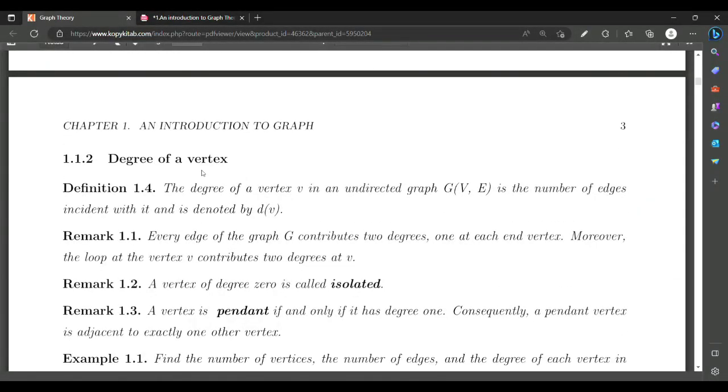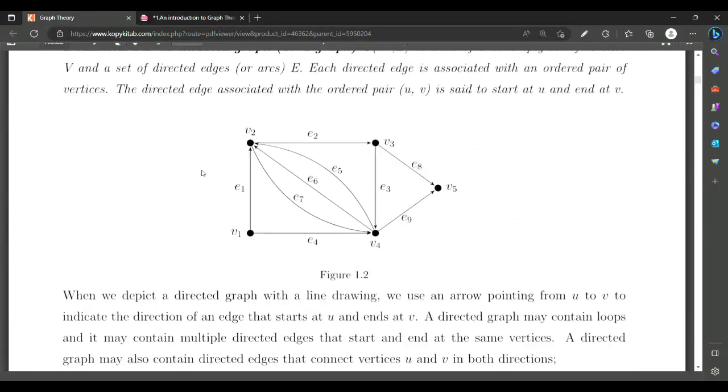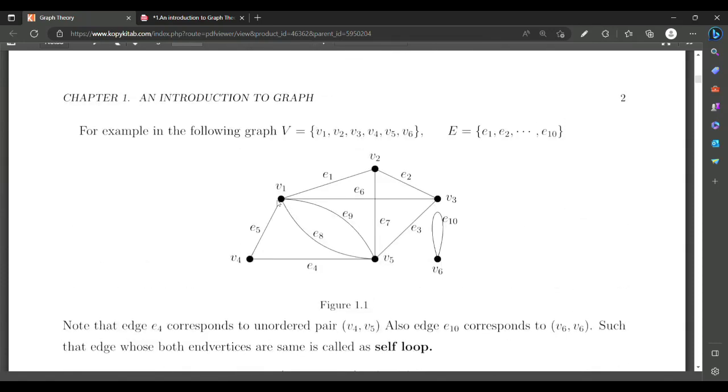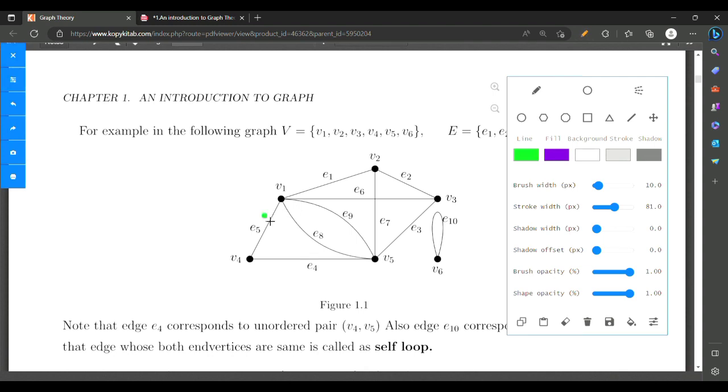Now what is the degree of a vertex? What does degree mean? Suppose there is a vertex, let us take this vertex. This is a directed graph, we will learn directed graphs later. Let us take this vertex. How many edges join it, meaning are incident on it? Let us see: E5, E1, E6, E9, E8, total 5. So the degree of vertex V1 is 5. That's it.